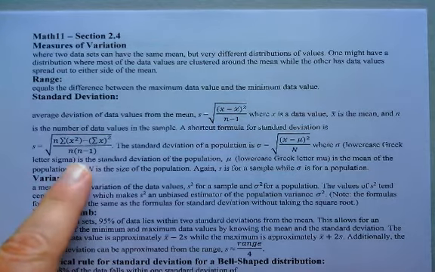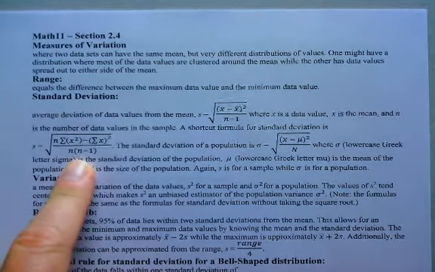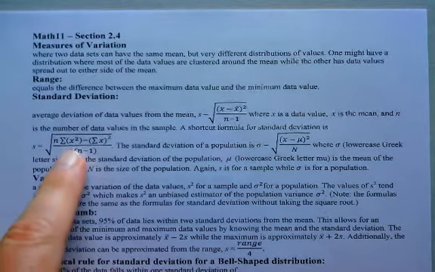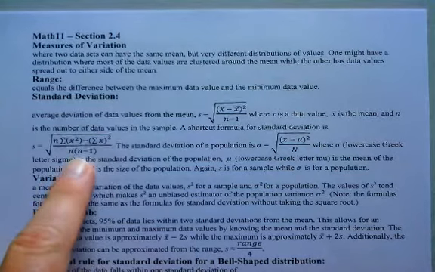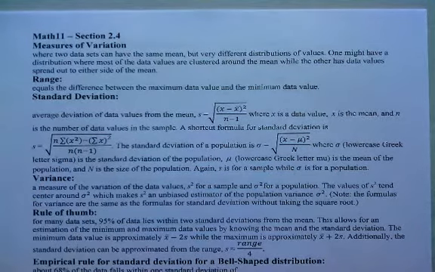There is another equation that is often used. It's called a shortcut formula. Basically, we have the sum of the squares, subtract the square of the sum, and then divided by n times n minus 1, and again square rooted to give us the standard deviation.